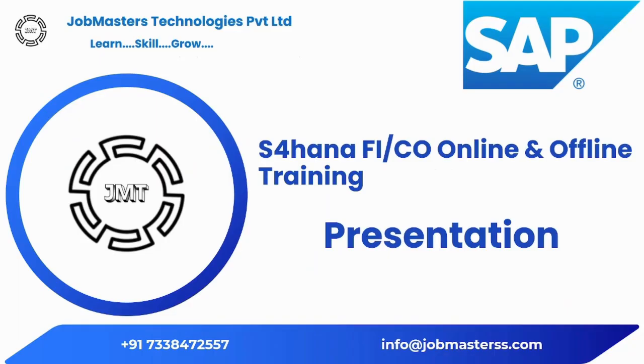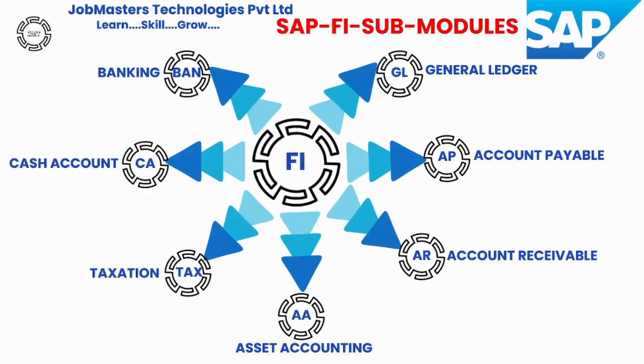Today we are going to discuss what modules come under SAP FI. As per the last session, we have discussed all the modules under SAP FI like general ledger, accounts payable, accounts receivable, asset management module, taxation and cash account, banking. We already discussed a high level overview of all these submodules.